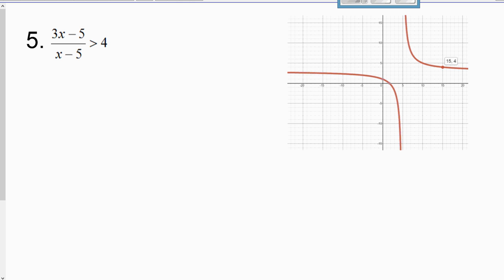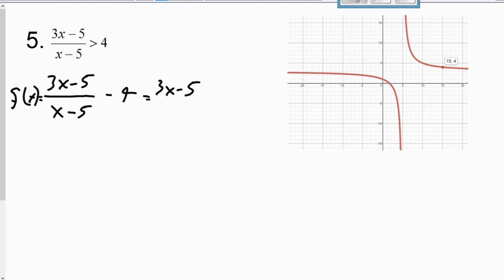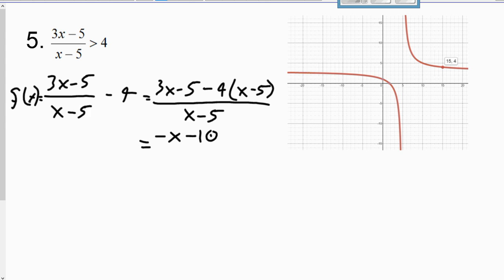All right, so again, get 0 to one side, so I'm going to subtract 4. So I get (3x minus 5) over (x minus 5) minus 4. That's going to equal my function here. And then I want to simplify this. So I get 3x minus 5 minus 4 times (x minus 5) over the common denominator, x minus 5. Collect my like terms. I'm going to get negative x plus 15 over x minus 5.